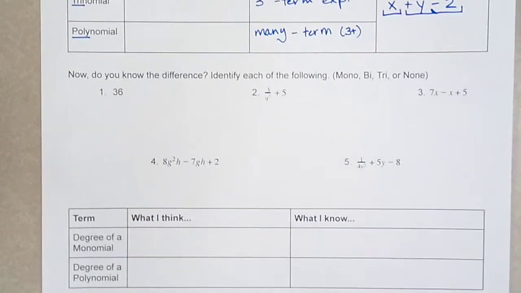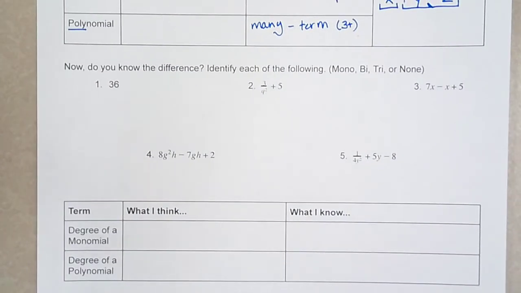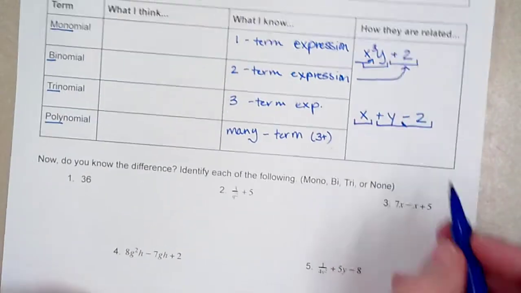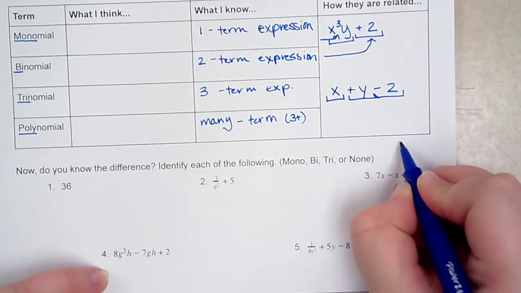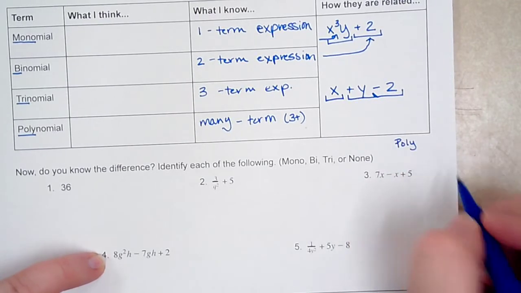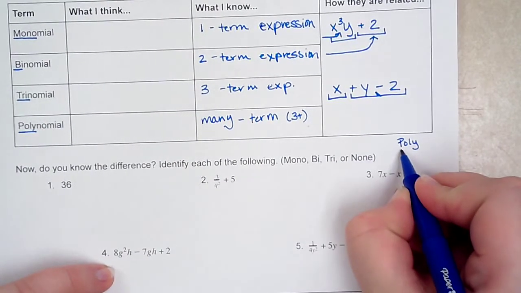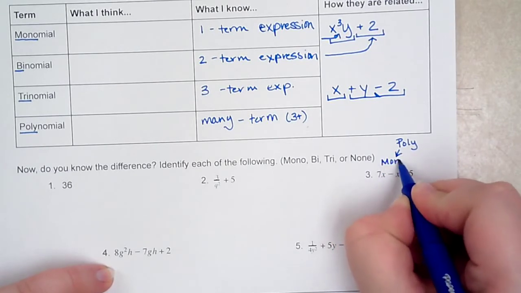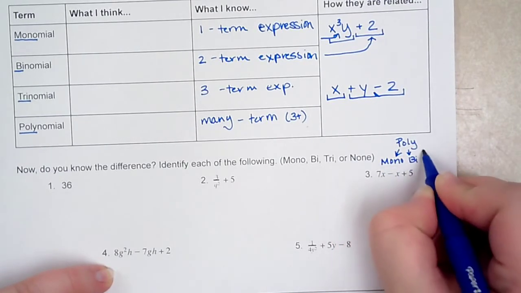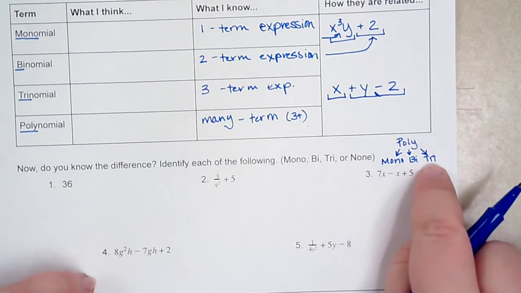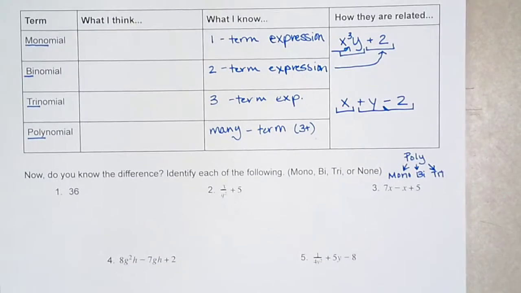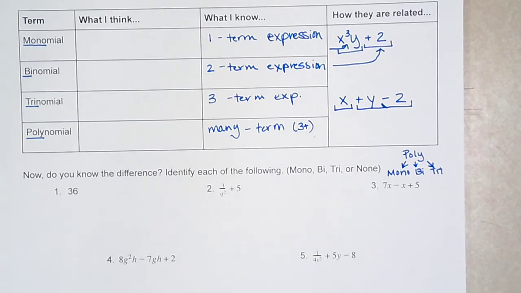So now the question is, can we tell the difference? Let's identify each of the following as a mono, a bi, a tri, or a none. Now, one other thing before we jump in, and probably something I should have put in this box, is the idea that everything with one or more terms is technically a poly. Poly is the overarching term for the mono, bi, and tri. So if something's a trinomial, it's automatically a polynomial. If something's a binomial, it's automatically a polynomial. It's just an overarching term we use for these expressions.